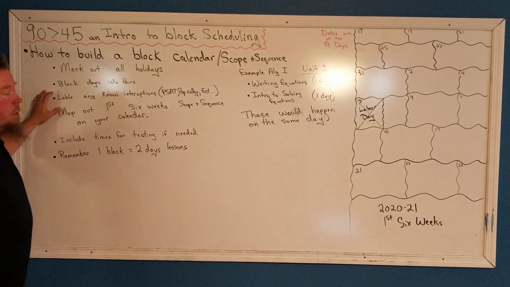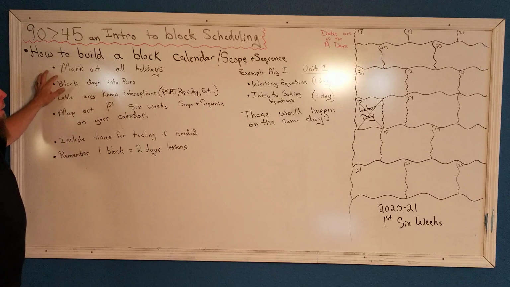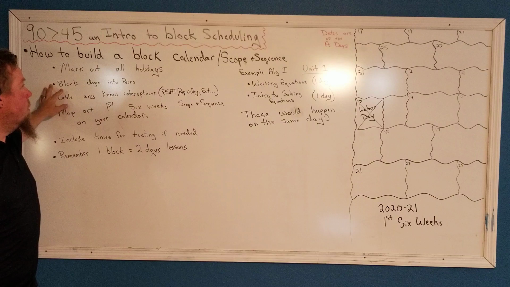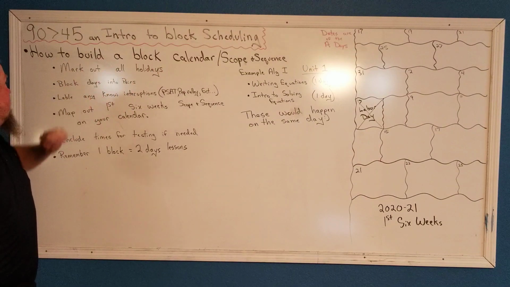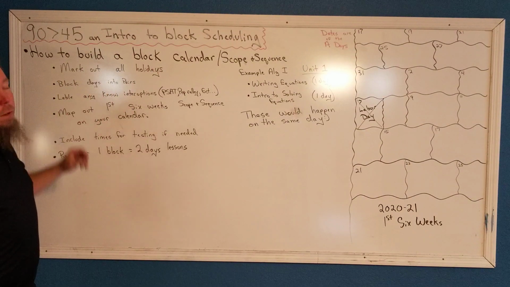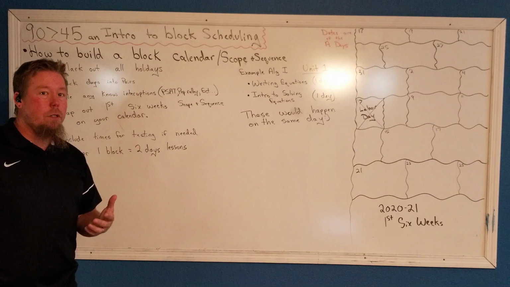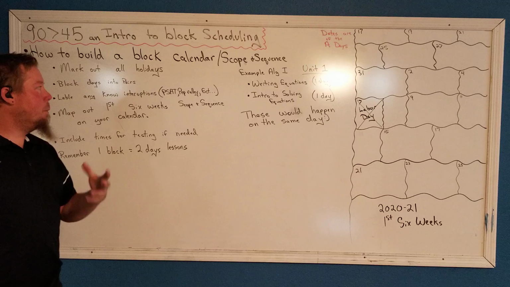So you're going to block out your calendars. You're going to mark out your holidays. You're going to put your days into pairs. So, like I said, 17, 18 together, 19, 20 together. You're going to label any known interruptions. All right, now first 6 weeks, we don't actually have a lot. The first week, we're going to have the social emotional learning, but that's not really an interruption that's planned for.